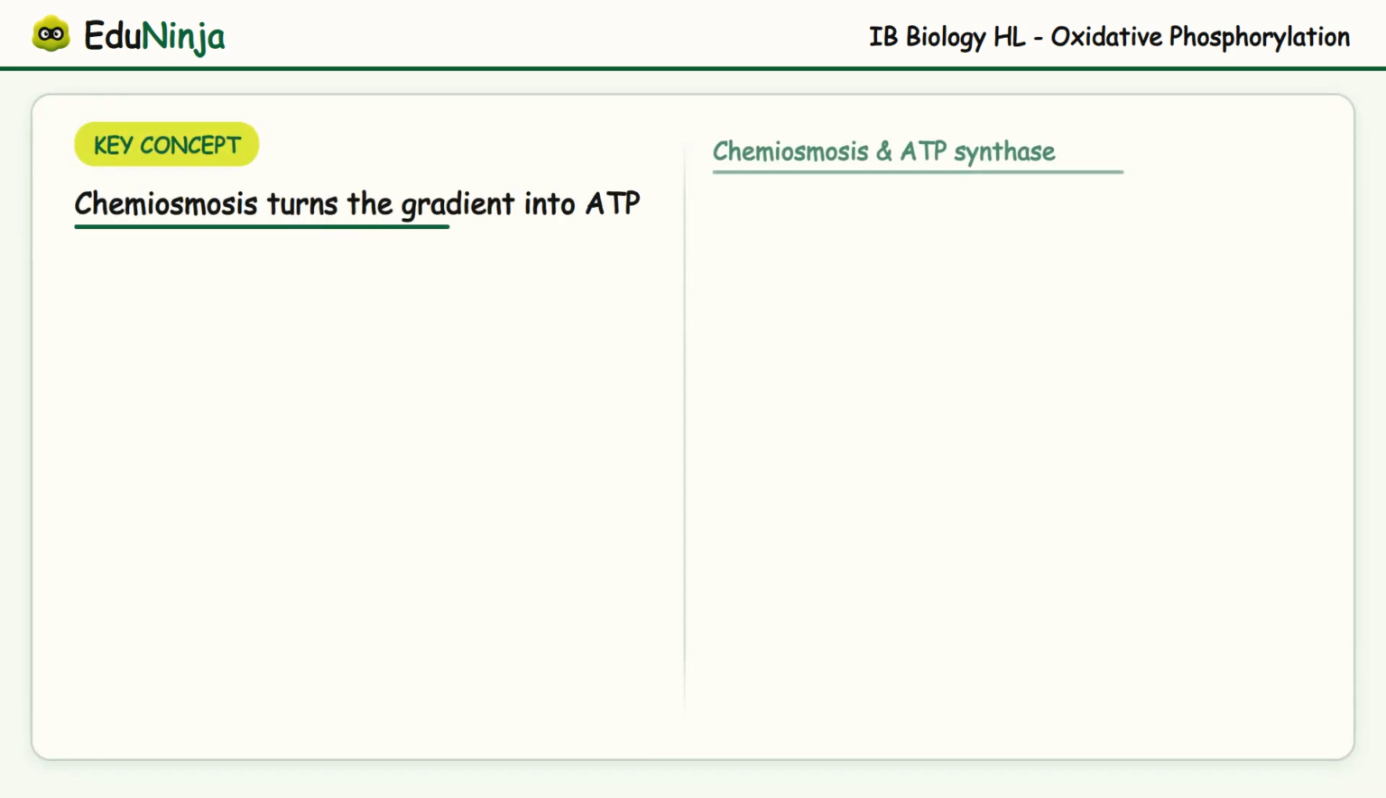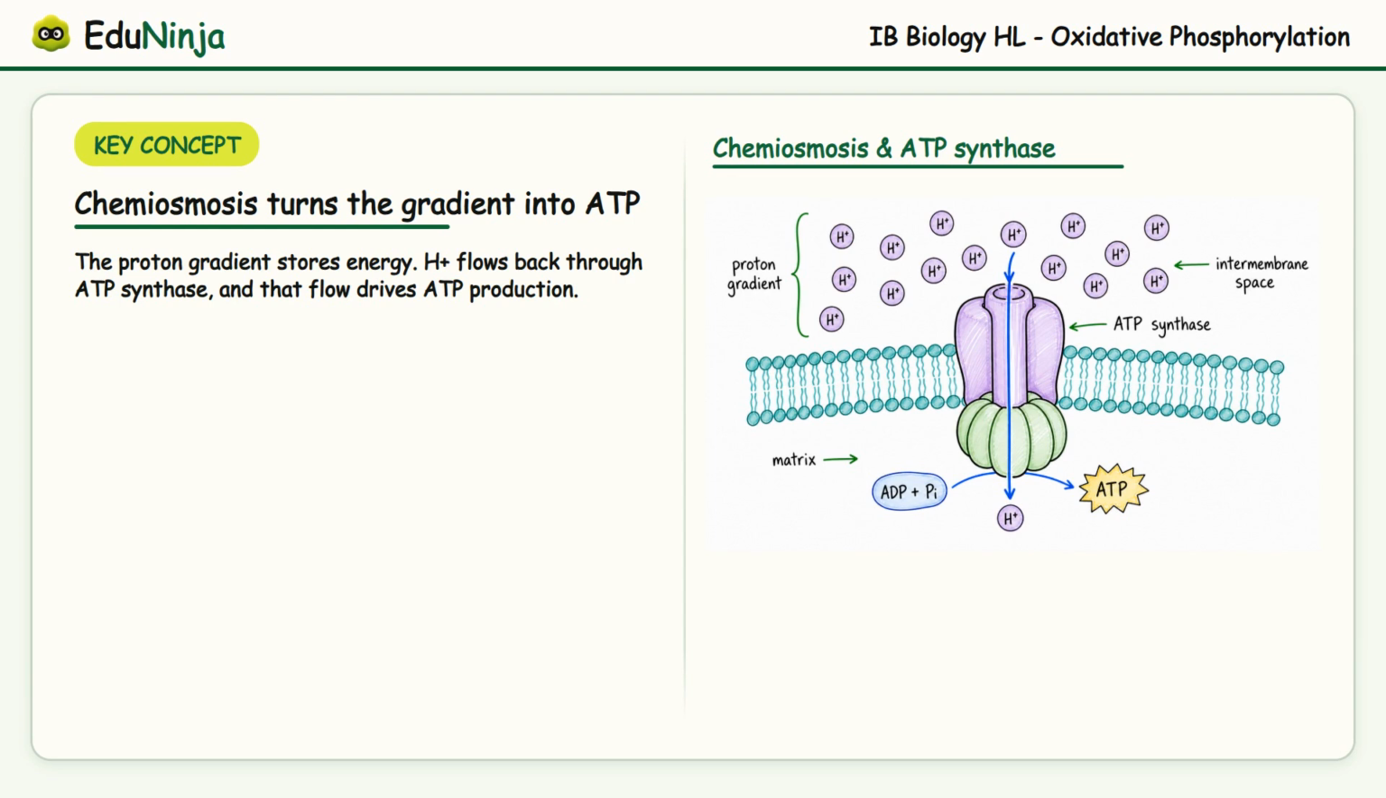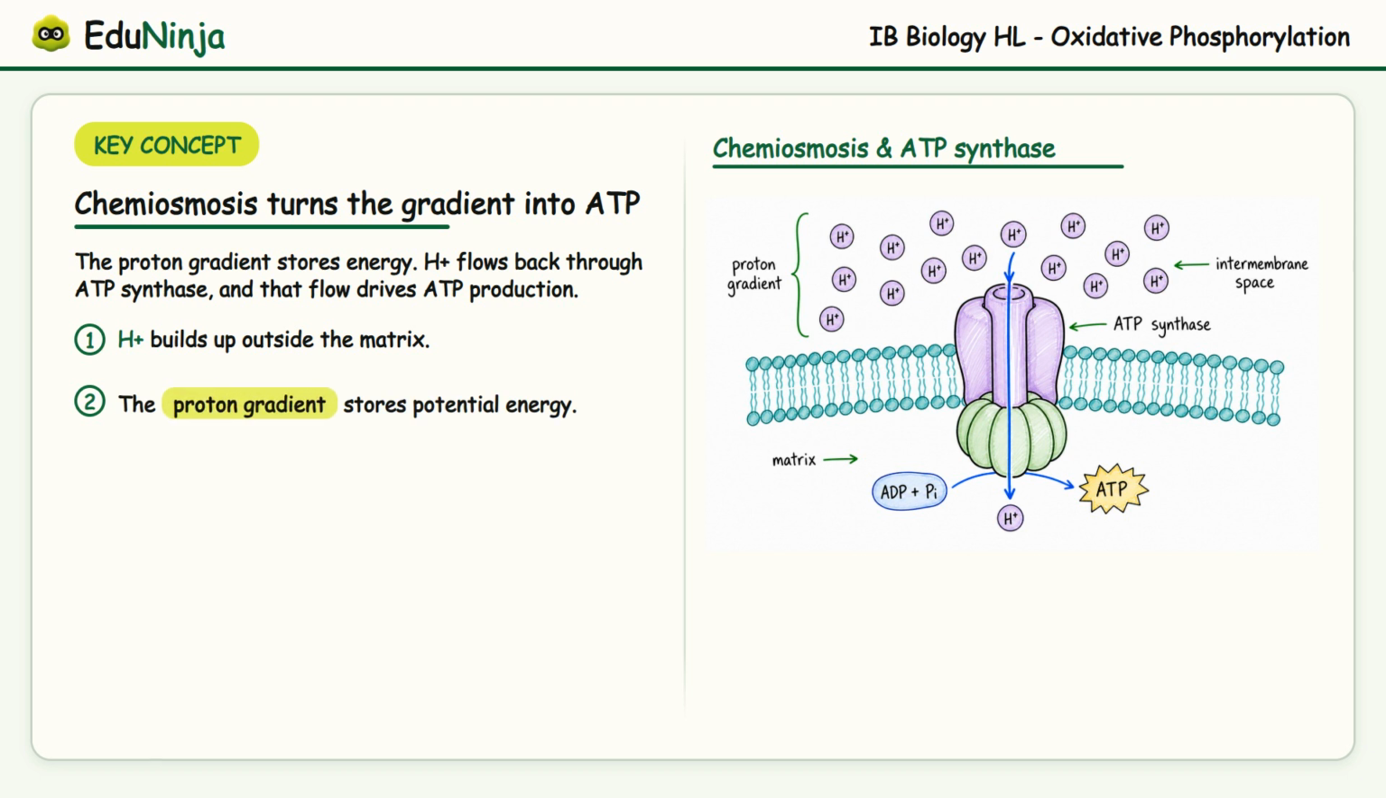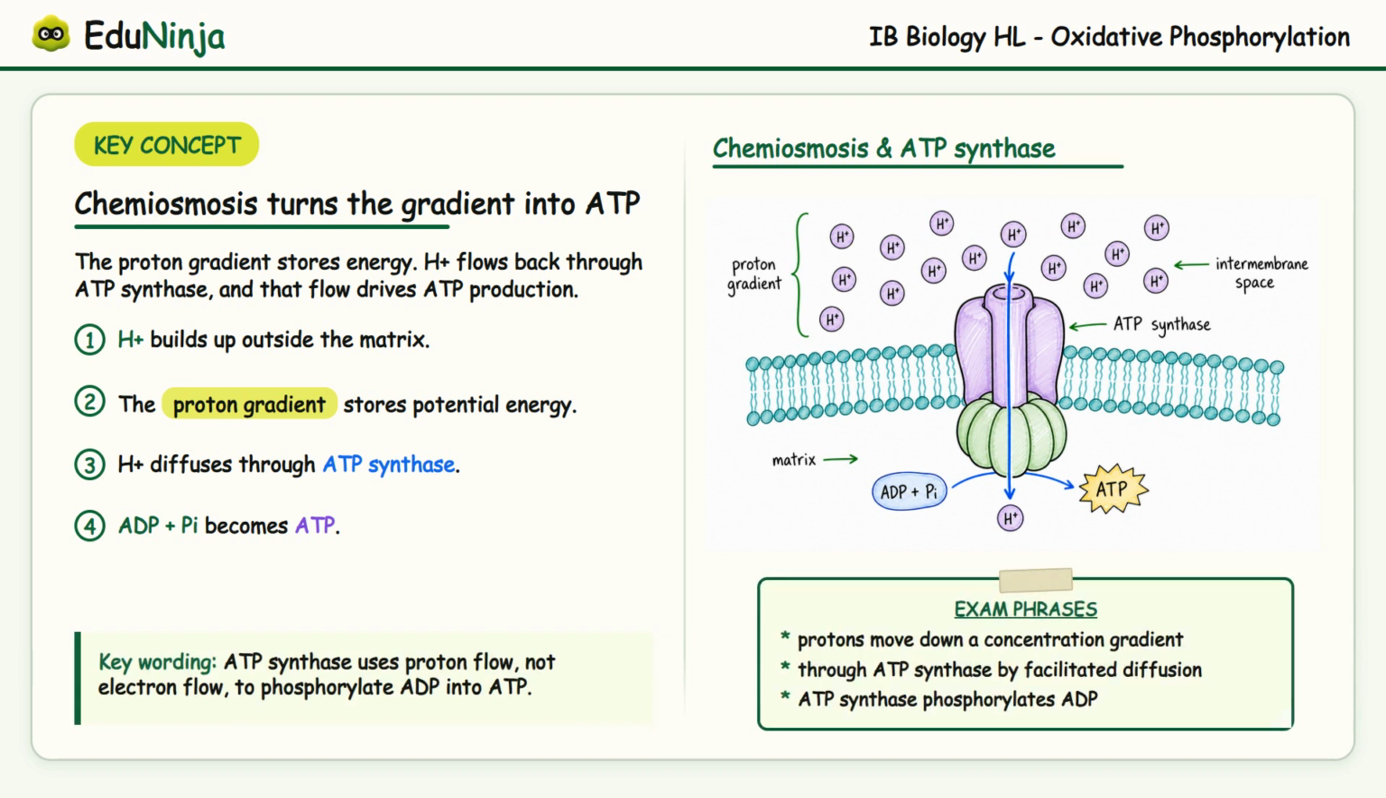Now the gradient has to be converted into ATP. That process is called chemiosmosis. The proton gradient stores potential energy. H+ builds up outside the matrix in the intermembrane space. That difference in proton concentration stores energy. The protons then flow back through ATP synthase down their concentration gradient. ATP synthase uses that flow to phosphorylate ADP into ATP. So the key wording is ATP synthase uses proton flow, not electron flow, to make ATP.